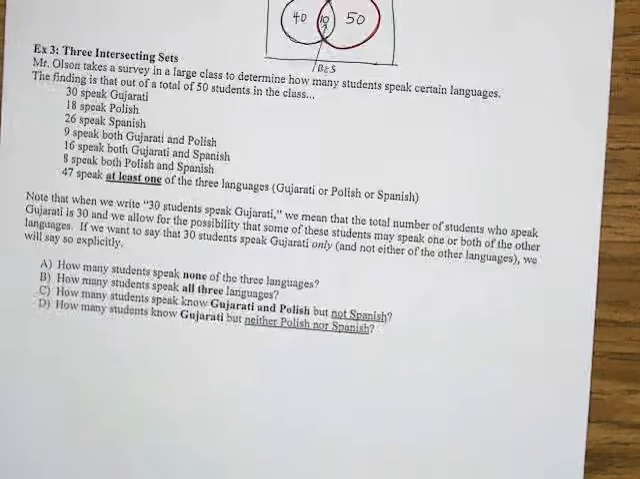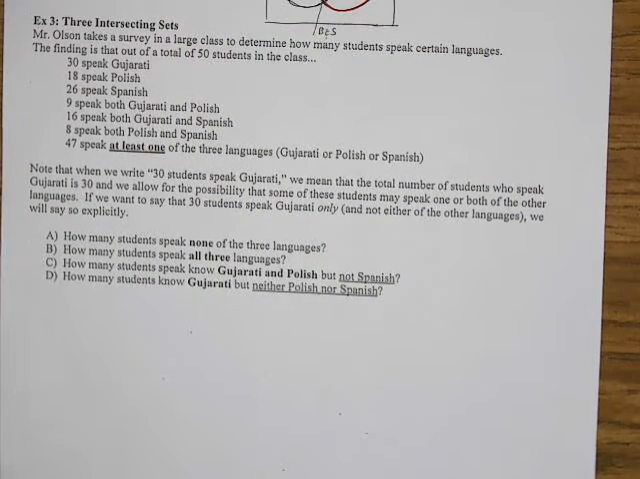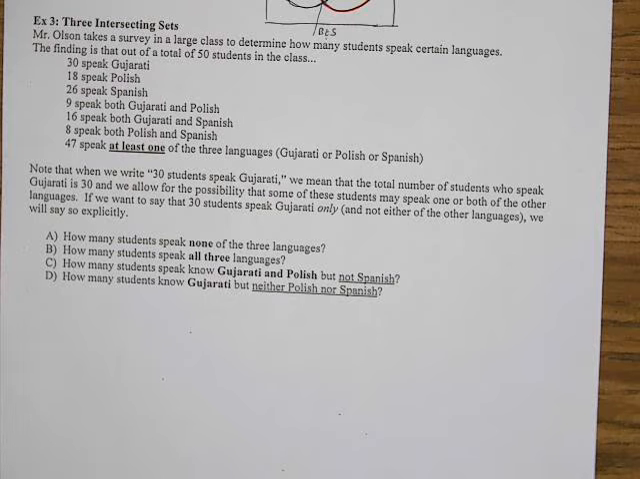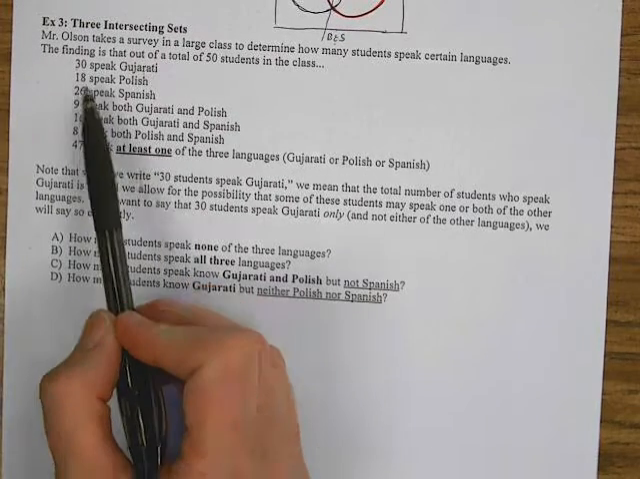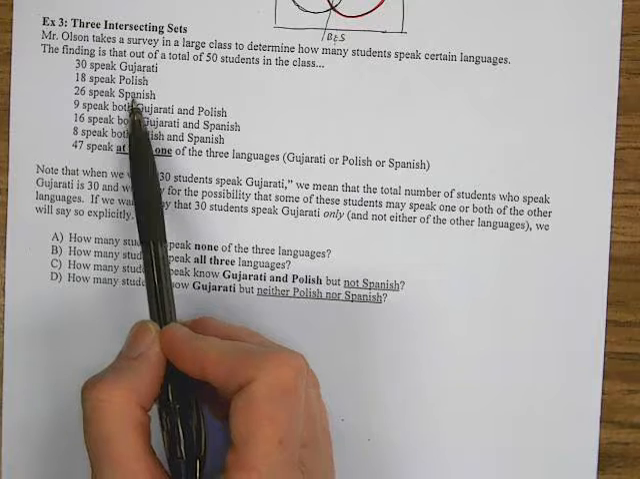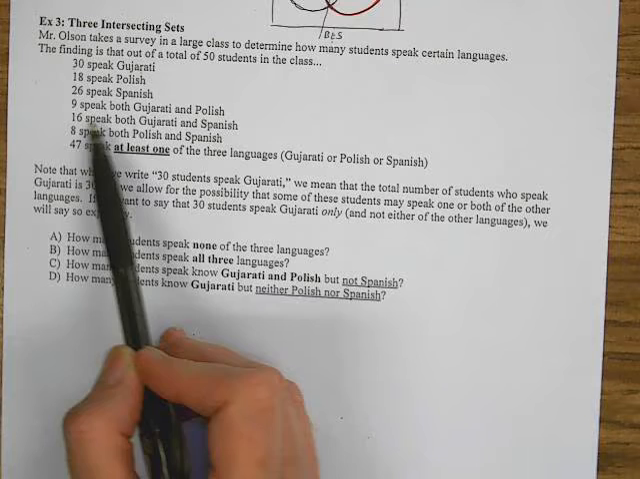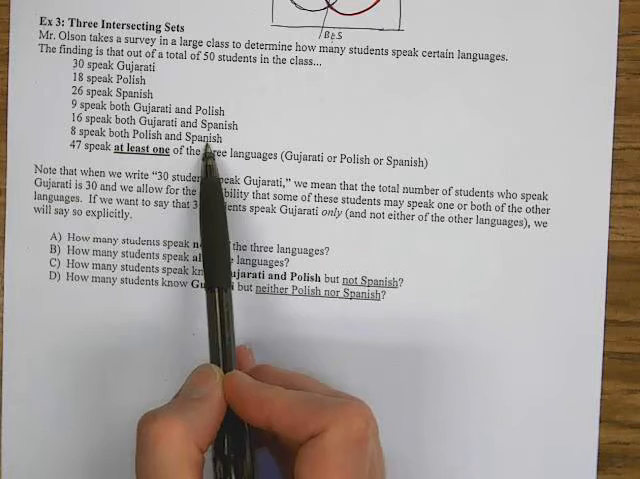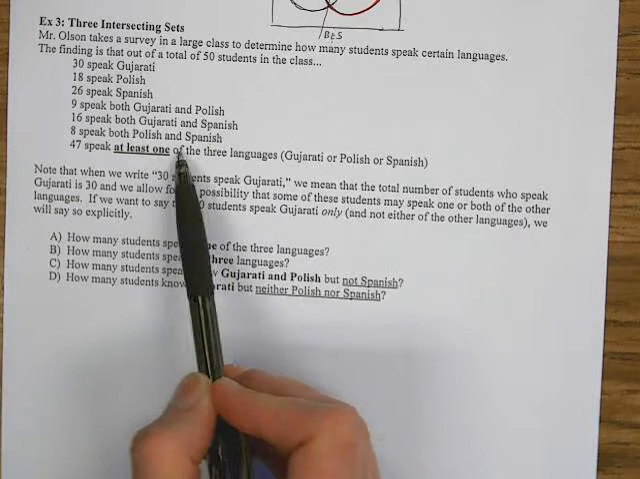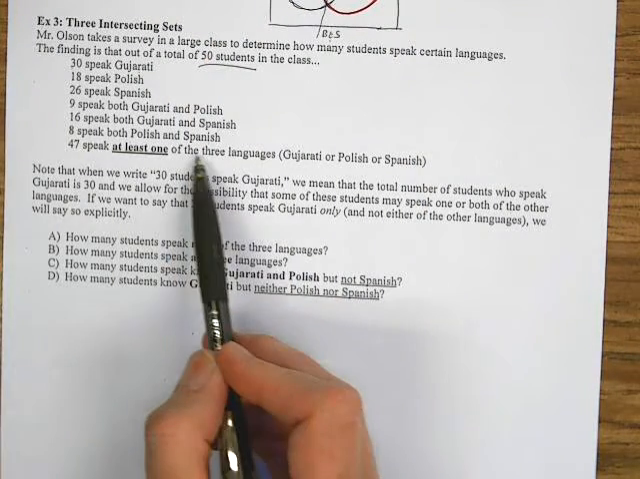Okay, let's take a look at this one, which gets a lot more complicated when we talk about three sets. Mr. Olson takes a survey in a large class to determine how many students speak a certain language. The finding is that out of 50 students in the class, 30 speak Gujarati, 18 speak Polish, 26 speak Spanish. 9 speak both Gujarati and Polish, 16 both Gujarati and Spanish, and 8 both Polish and Spanish. 47 speak at least one of the three languages. Now remember, there were 50 students in the class, and 47 speak at least one.